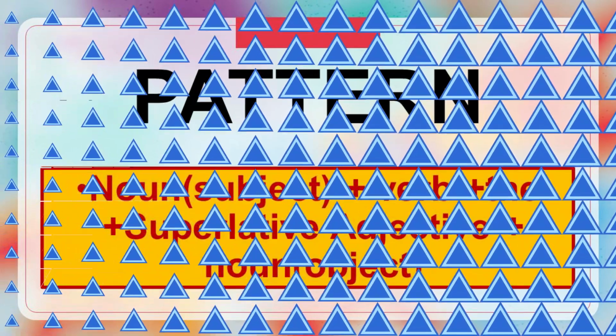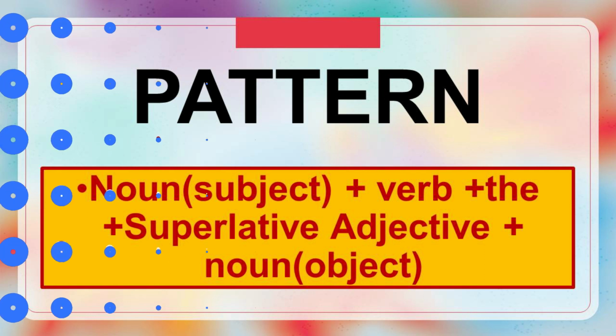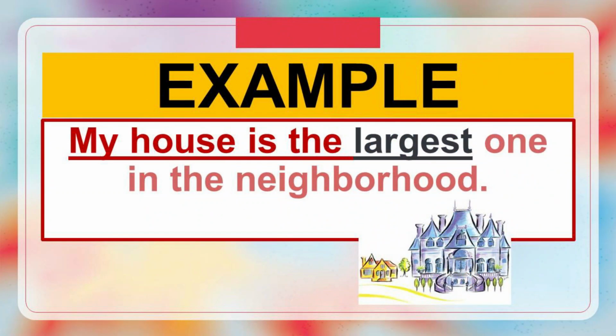Now let's understand the pattern in which the superlative degrees are formed. They are used in sentences where a subject is compared to a group, like noun, which is the subject, plus verb, plus the, plus superlative adjective, plus noun, which is the object of the sentence. For example, my house is the largest one in our neighborhood. So here, the word largest signifies the superlative degree.